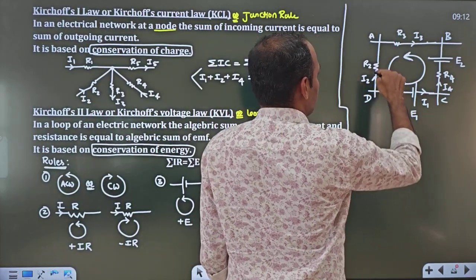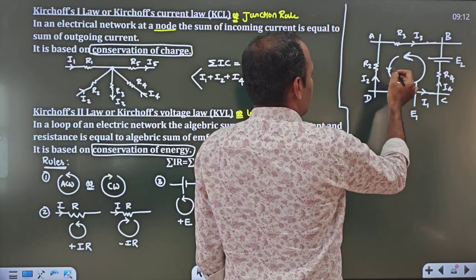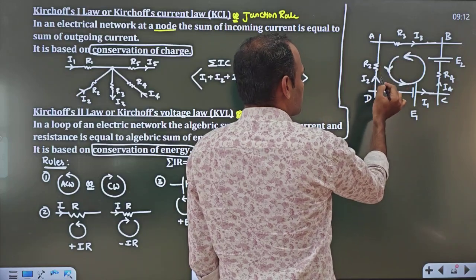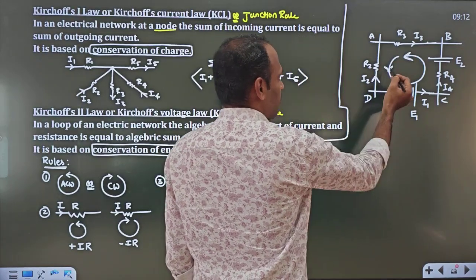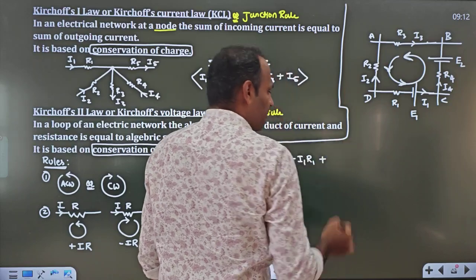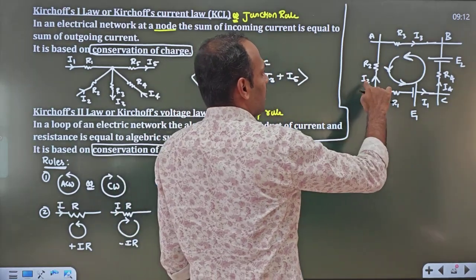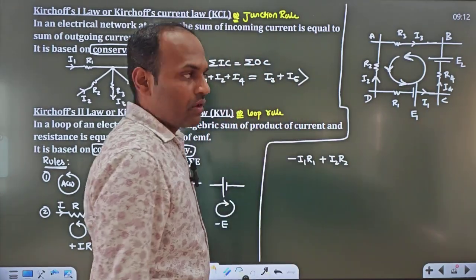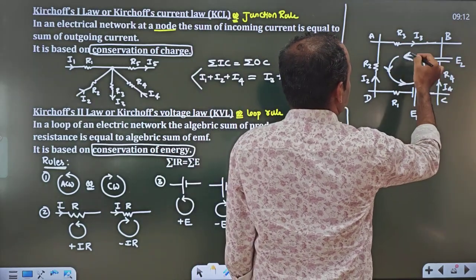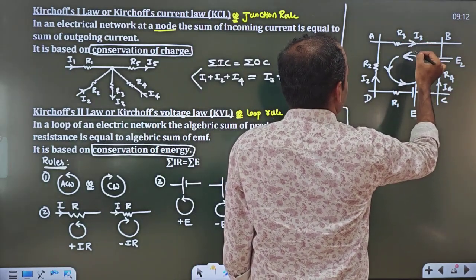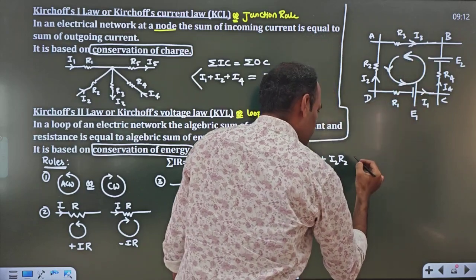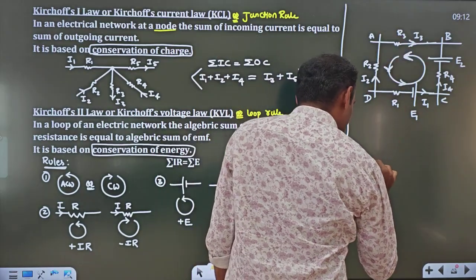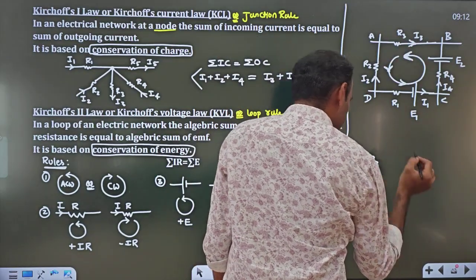This branch is over. Come to this branch. Here, the direction we have taken and the current direction, these both are opposite. If they are opposite, then the sign has to be plus. Current into resistance. So I2 is the current, R2 is the resistance. Correct? Okay, now come to this branch. The direction of the current and the direction we have taken both are opposite. If they are opposite, take it positive. Current is I3, resistance is R3. Correct? So I3 into R3.